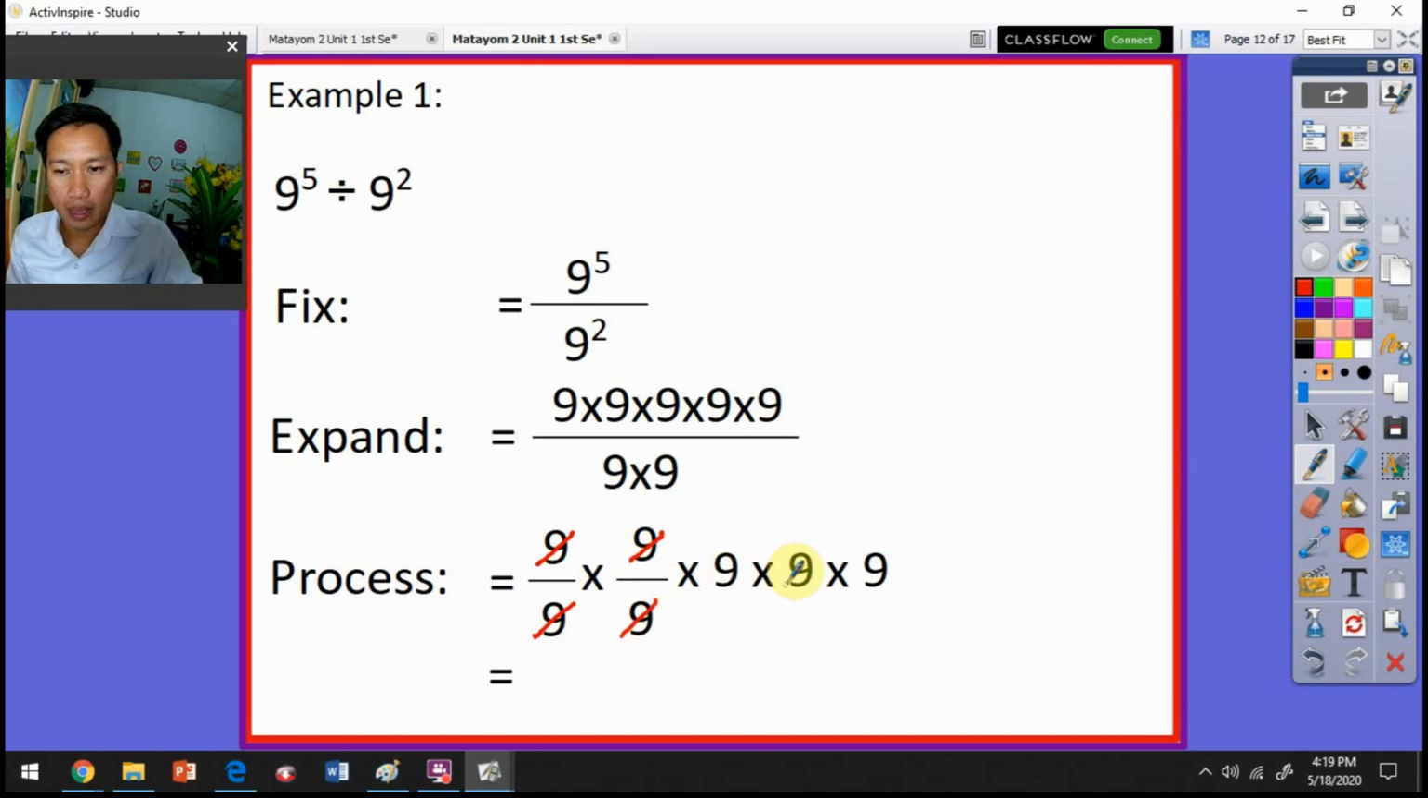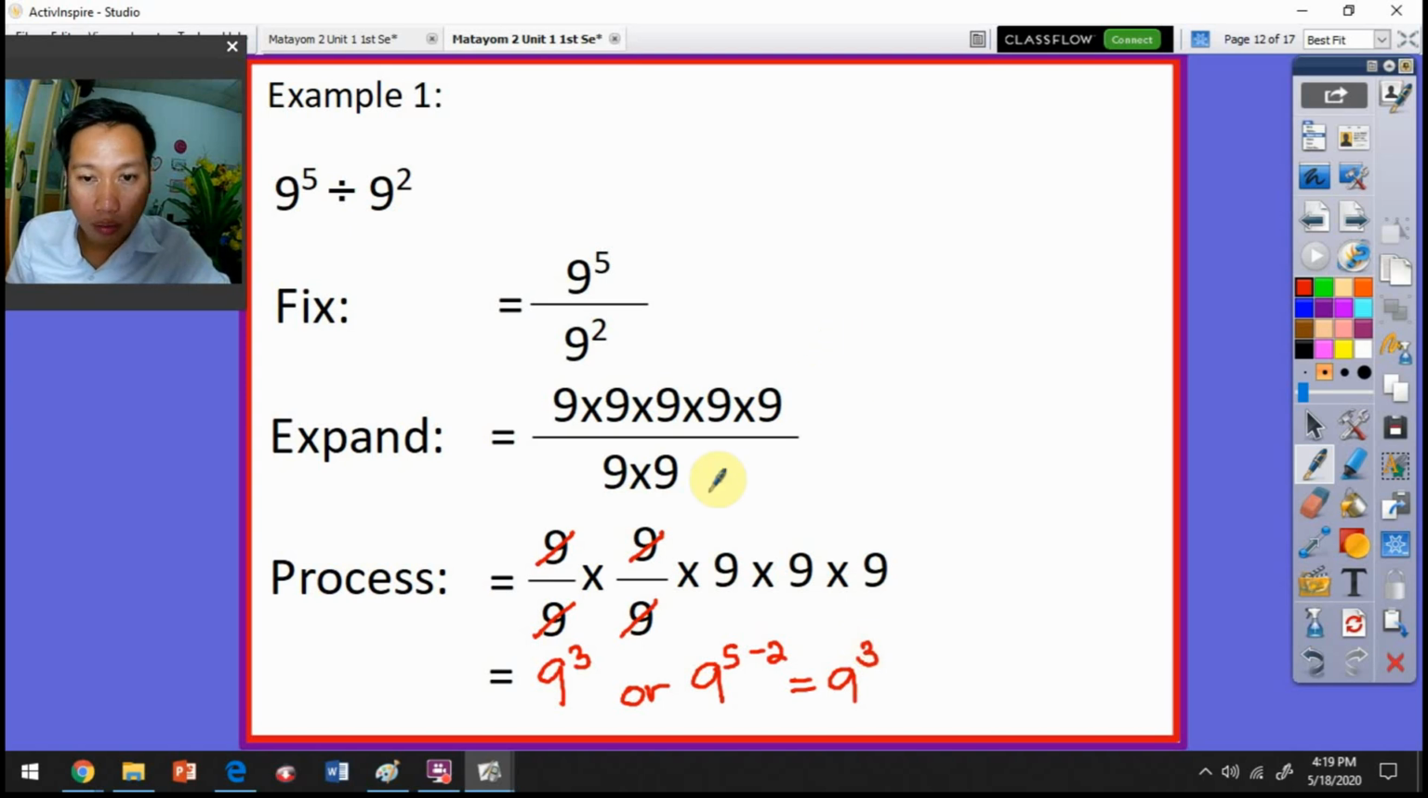So we have n times n times n, which is n to the power of 3, the same as n to the power of 5 minus 2, which is n to the power of 3. This rule works well because we cancel the same variables or numbers together.